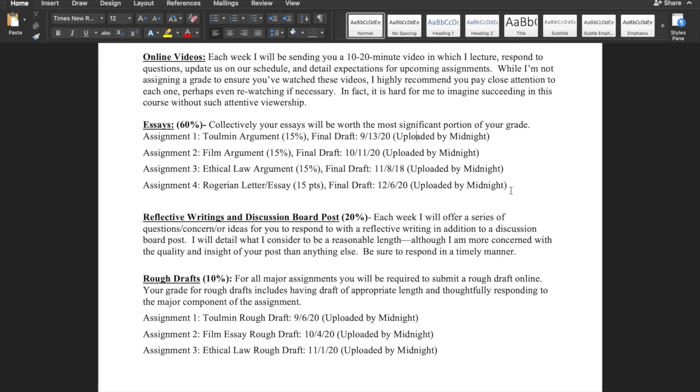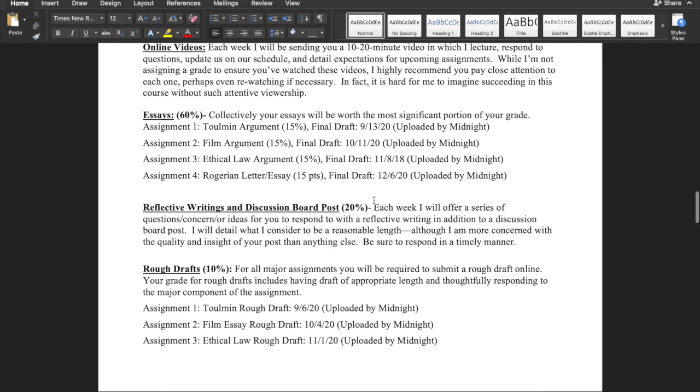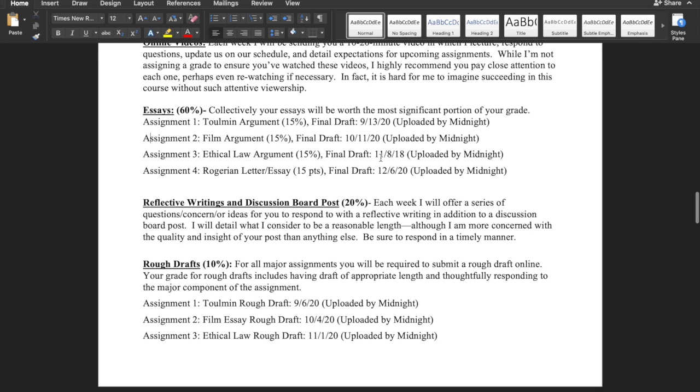Most of your grade will actually be coming from the final essays you turn in, which there will be four: a Toulmin argument, a film argument, ethical law, and a Rogerian letter. If you don't know what these are, which you probably don't, which is completely fine, don't worry about it. We'll be taking one of these each at a time, and I will be explaining them thoroughly. Those are the dates for when they need to be uploaded.